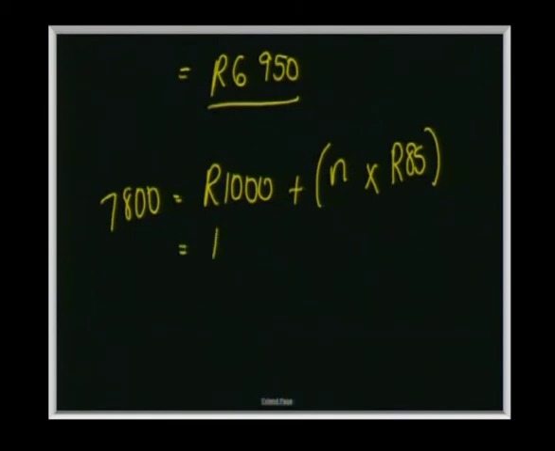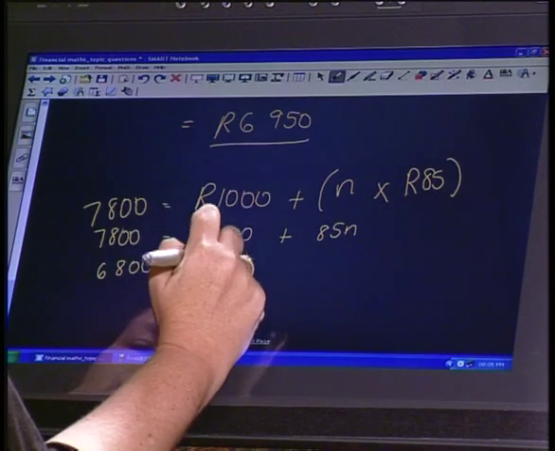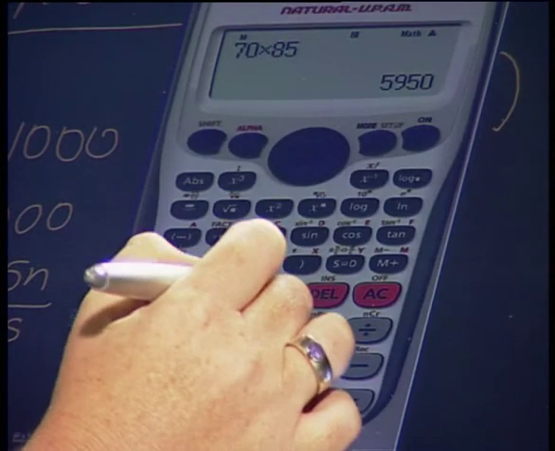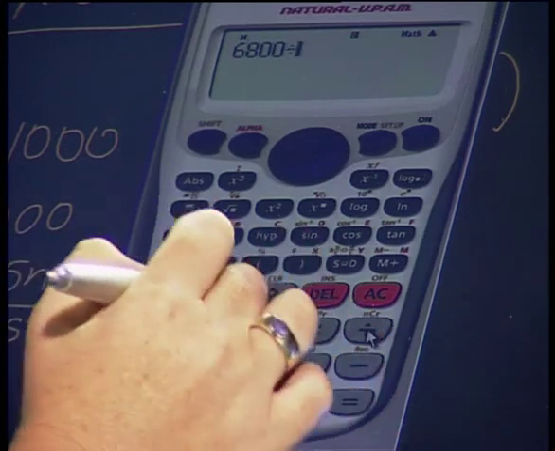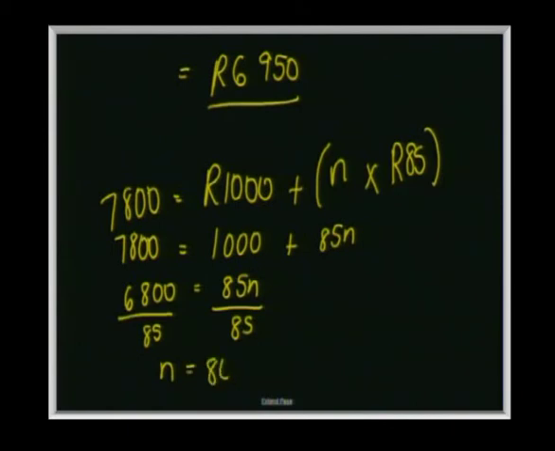Okay, so let's solve this equation. So that's going to be 6,800 is equal to 85N, divide by 85. So 6,800 divided by 85 is equal to 80. Which means that 80 duvet sets were sold in order to make 7,800 Rand.